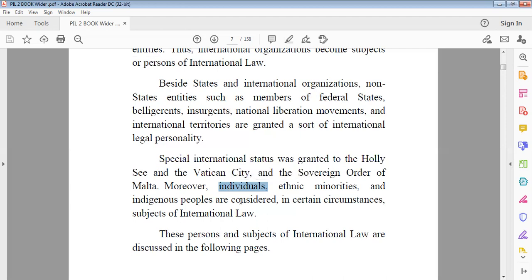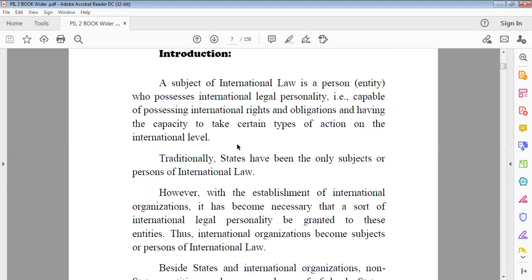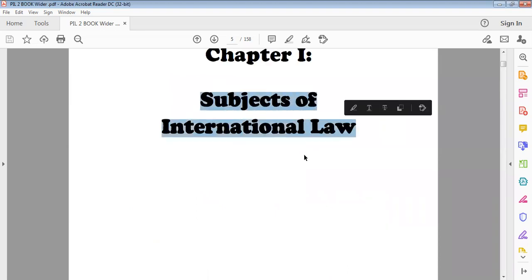What I would like to say here is that we have many forms, many images, many subjects even for the international law. We have the state, organizations, entities within federal states, multinational companies, Holy See, Vatican City, the Sovereign Order of Malta, the individuals themselves. They are all considered to have the legal personality or the international personality, and accordingly they are considered subjects of international law.